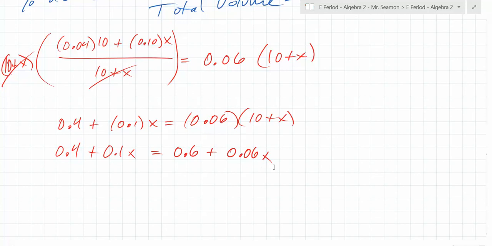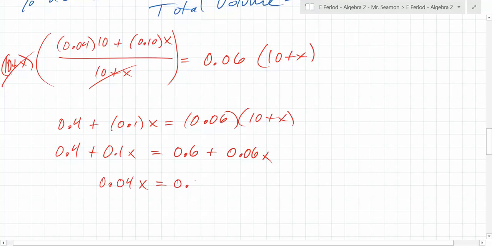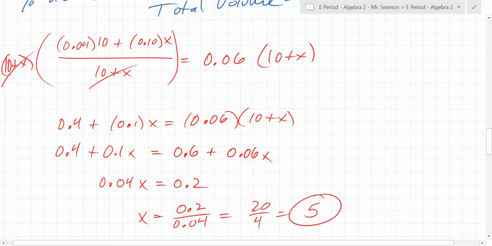Is that right so far? How am I doing? I'm doing okay? Yeah. So if I subtract and subtract, I think I get something like 0.04x is equal to 0.2, something like that. Yes. So x is equal to 0.2 over 0.04, which is equal to 20 over 4, which is 5.